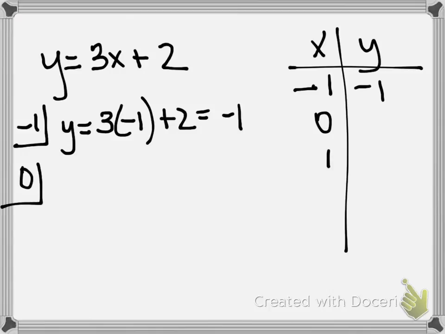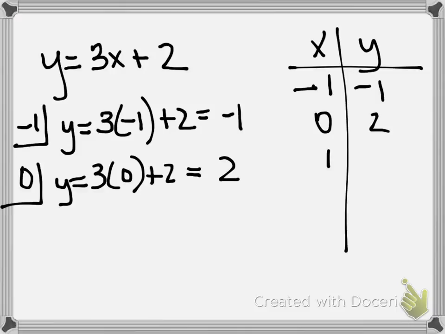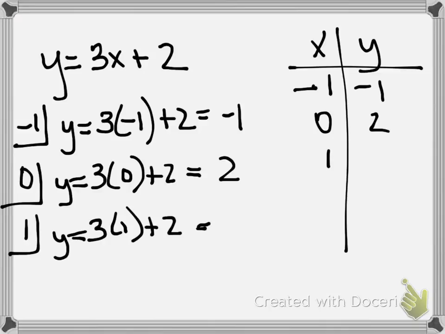And then if you pretend x is 0, that would give you 2. And if x was 1, you just put those x values in place of x in your equation, and you figured y. And that gave you some points on your line.